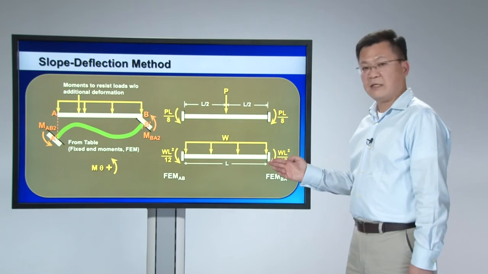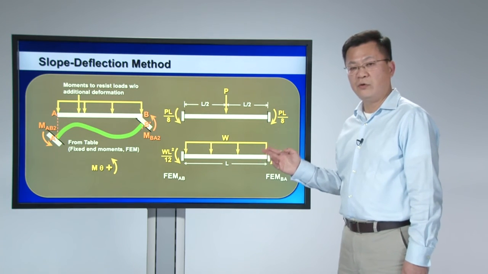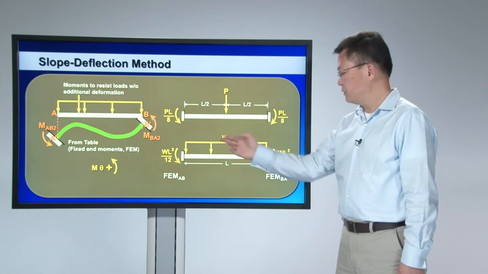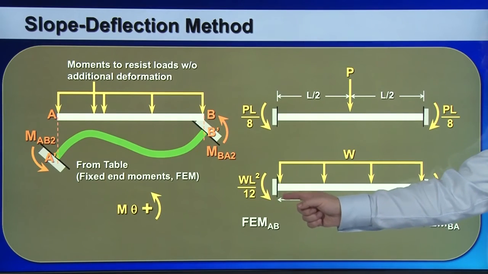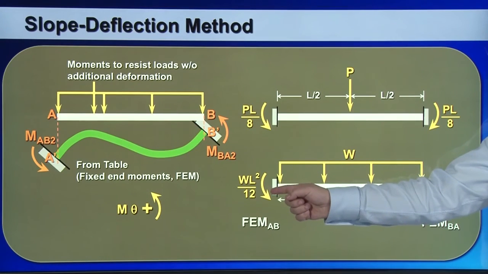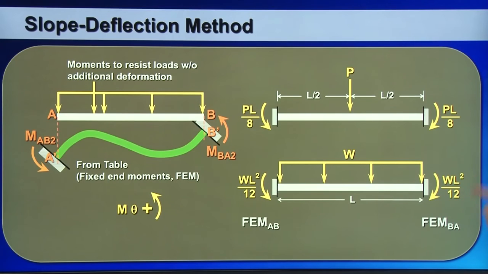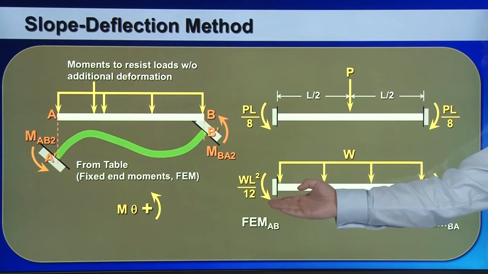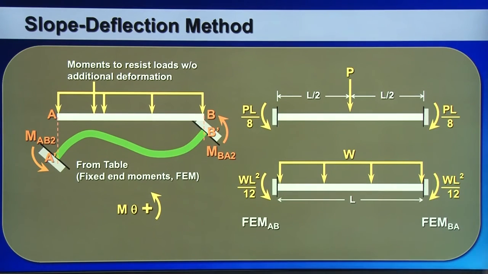The other condition I want you to memorize is the fixed end moment for uniformly distributed loads, W. So the fixed end moment for uniformly distributed loads is WL squared over 12. On the left it is counterclockwise, so it should be positive. On the right it is clockwise, so it should be negative.